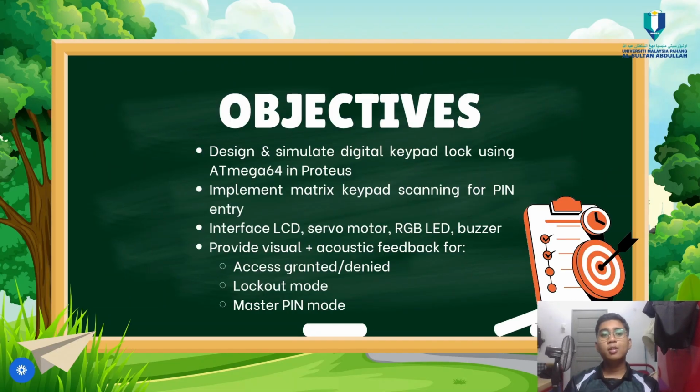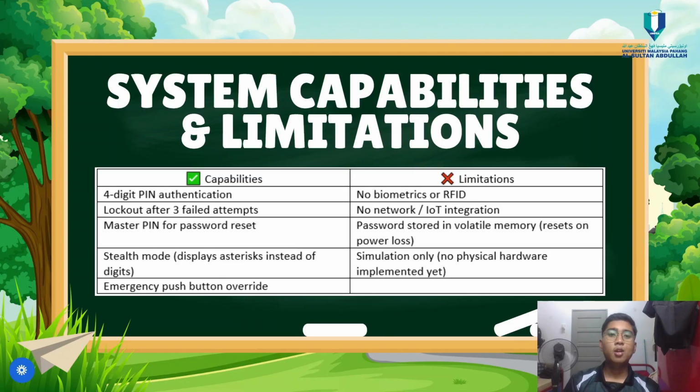So here is our objective. First is to design and simulate a digital keypad lock using the ATmega64 in Proteus. Number 2, to implement matrix keypad scanning for PIN entry. Number 3, to interface the LCD, small motor, RGB LED, and buzzer. And the last one is to provide visual plus acoustic feedback for access granted or denied, lockout mode, and master PIN mode.